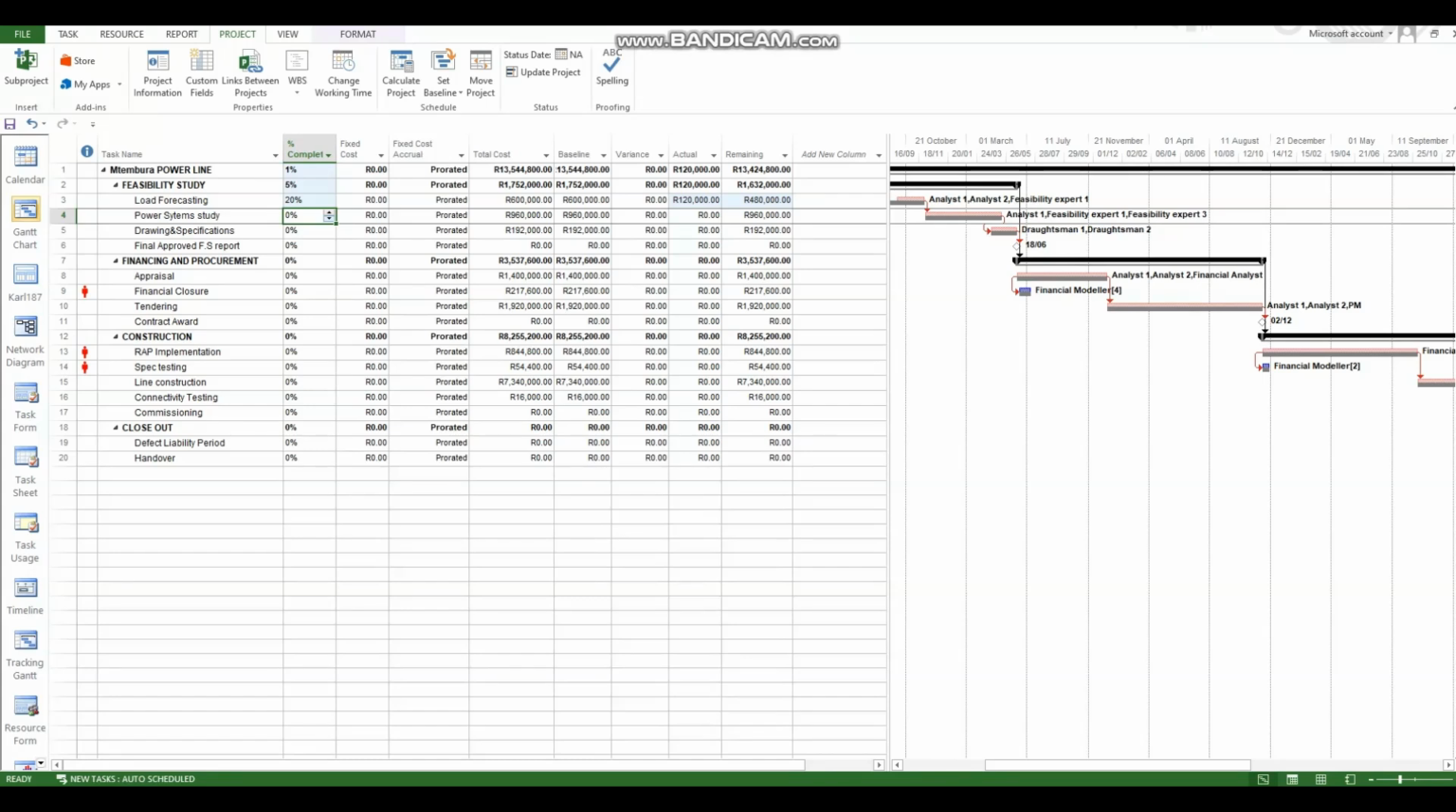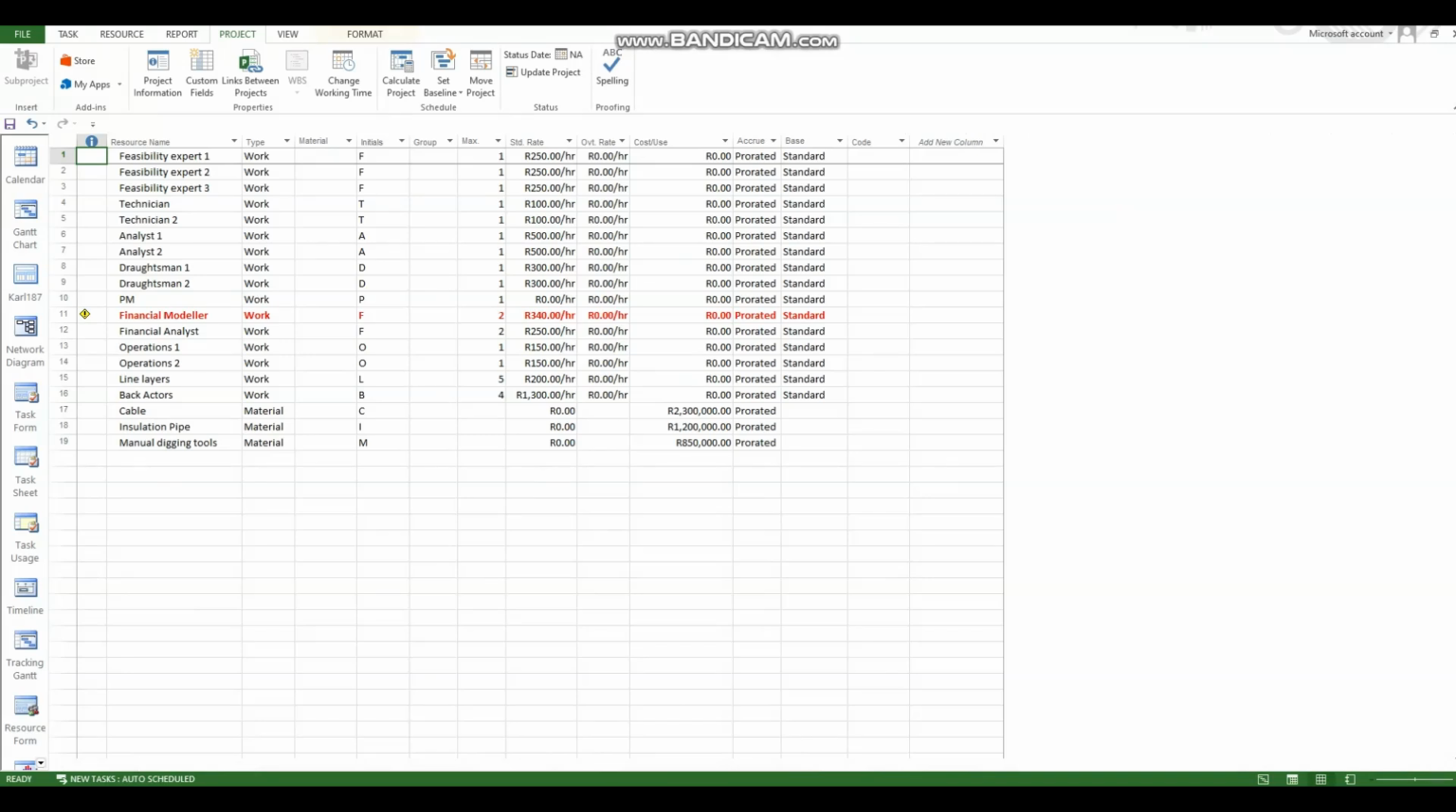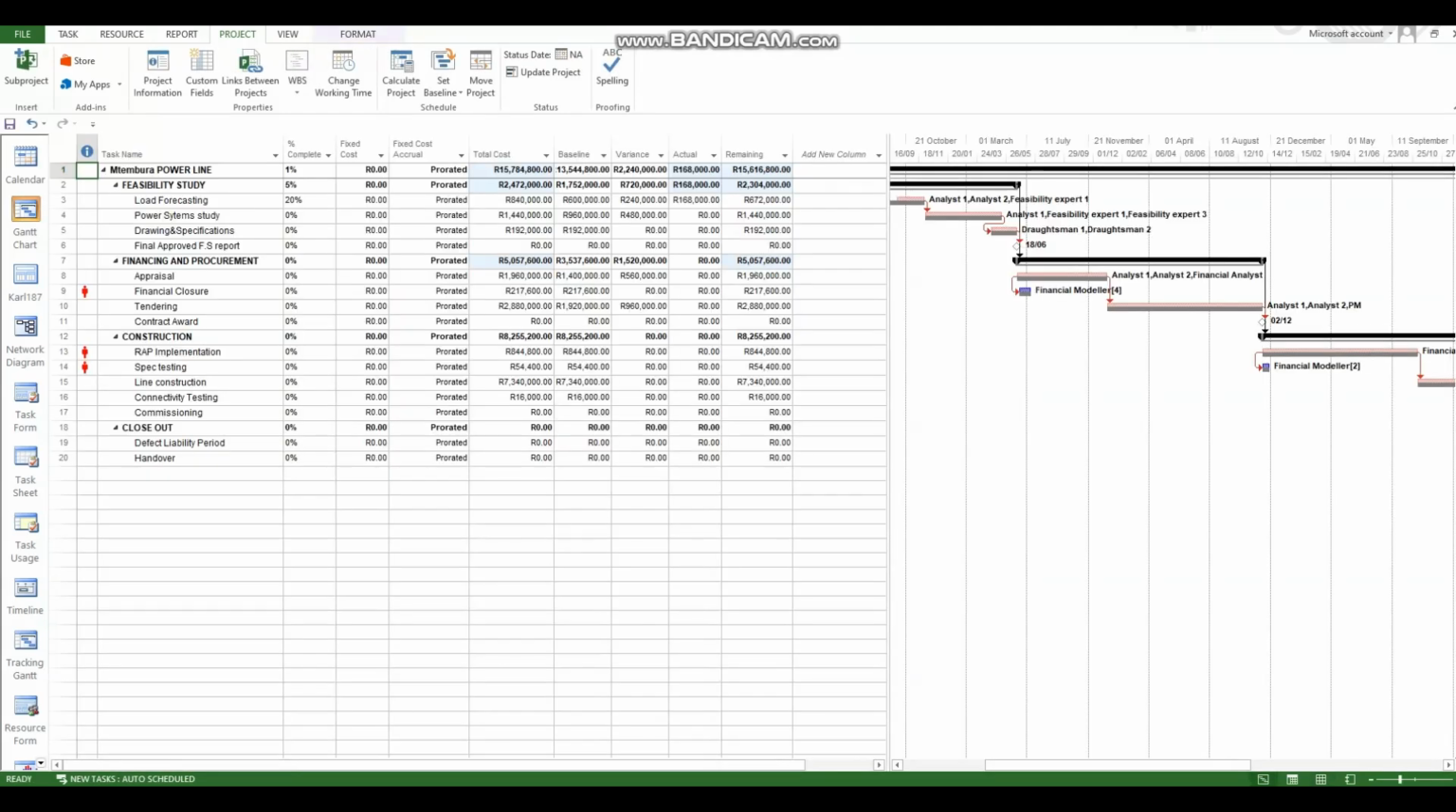So how is variance actually registered? Variance is actually registered if you move off your baseline in terms of the original costs here. So analyst 1, let's have a look at analyst 1. Analyst 1 costs 500 an hour. Let's make analyst 1 1,000 an hour. Now we should register a variance. There we have our variance at 480.